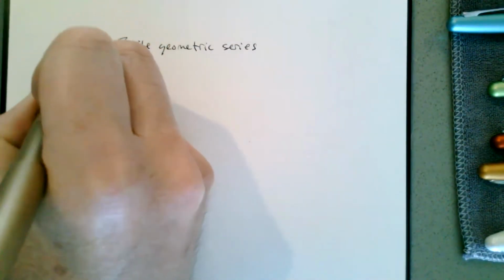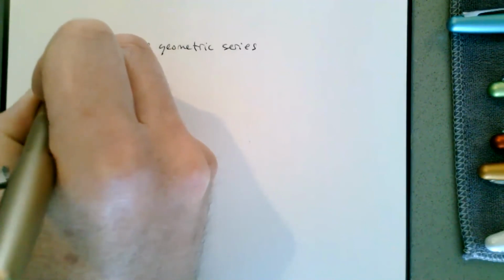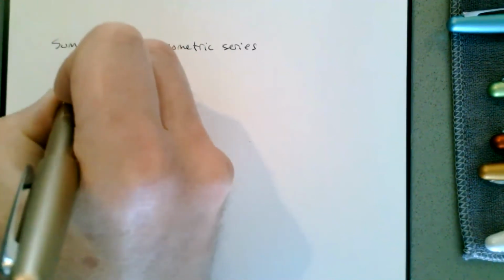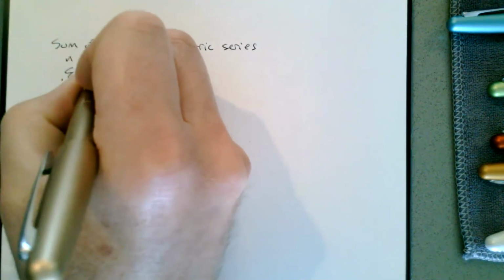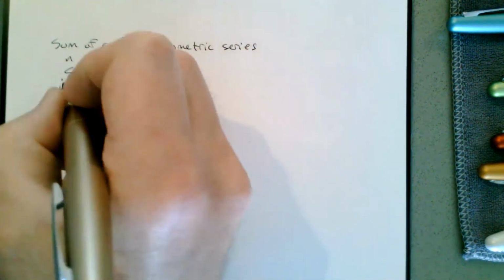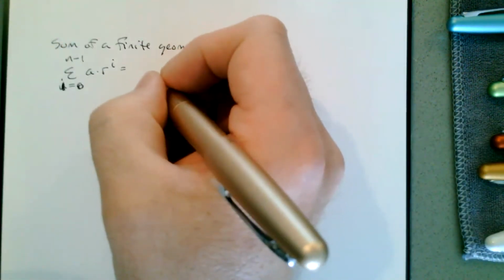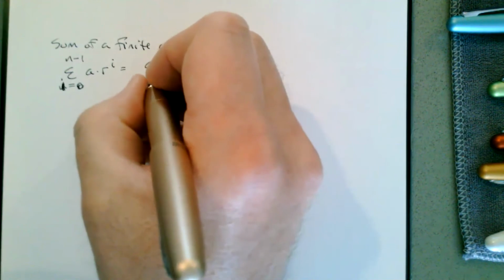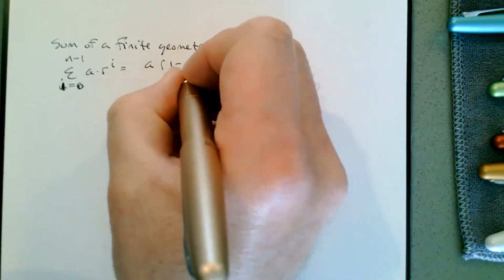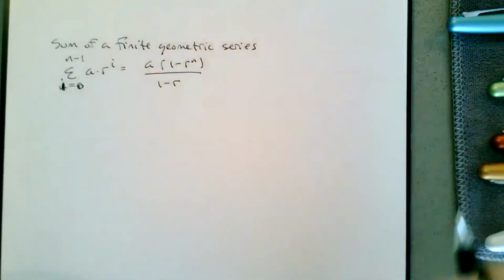The sum as i goes from 0 to n minus 1 of a times r to the i, that's n terms, is going to be a times 1 minus r to the n over 1 minus r.